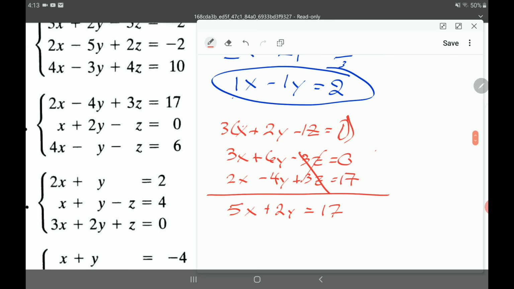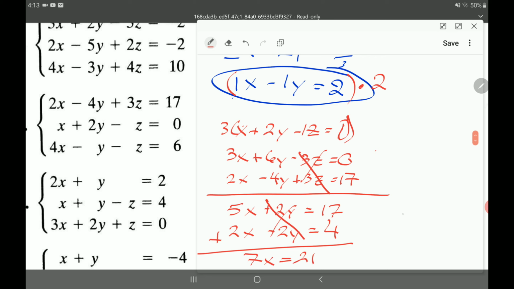We have 1, negative 1, and since my y is already 2, and this is already negative, I'm going to choose y. So I'm going to multiply this by 2, so I can cancel out the y's. So it's going to give me 2x minus 2y equals 4. So when I add these together, 7x equals 21, which means x equals 3.